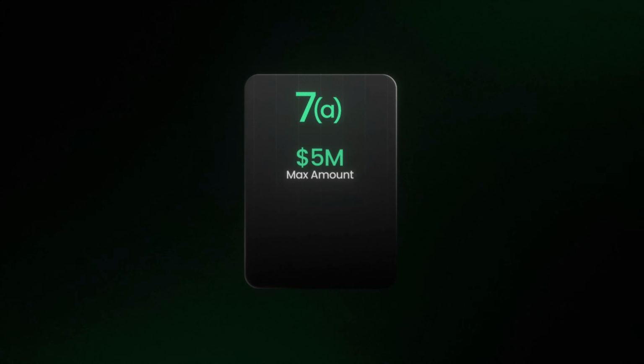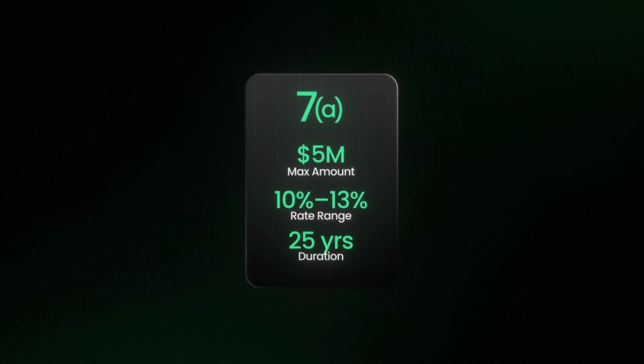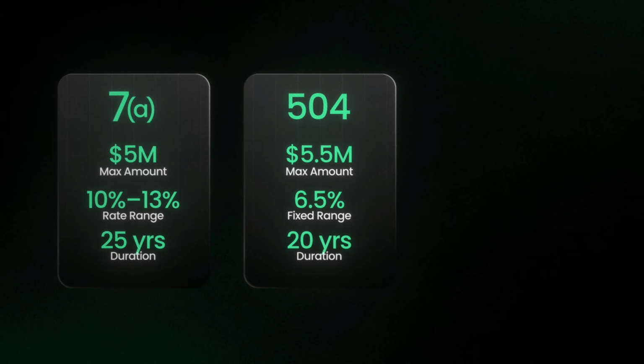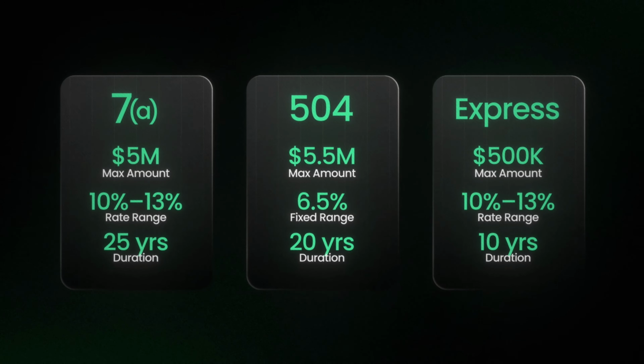The SBA does not actually lend you money. They guarantee a portion of the bank loan, so the bank takes on less risk and gives you better terms. The main program is the 7(a), up to 5 million, rates around 10 to 13%, terms up to 25 years if you are buying real estate. You also have the 504 for commercial real estate, with a fixed rate around 6.5% for most lenders, and the Express, which maxes out at 500,000 but moves a lot faster.